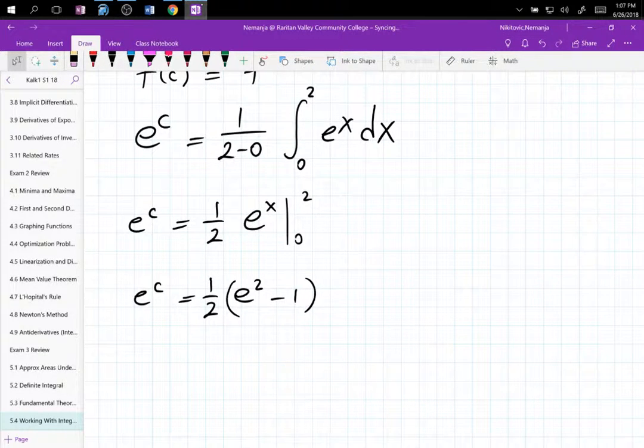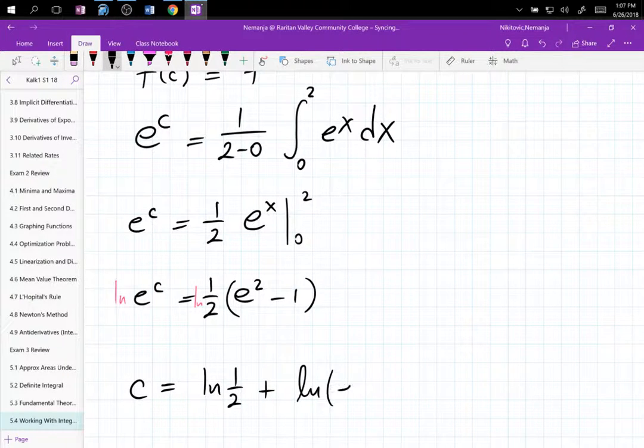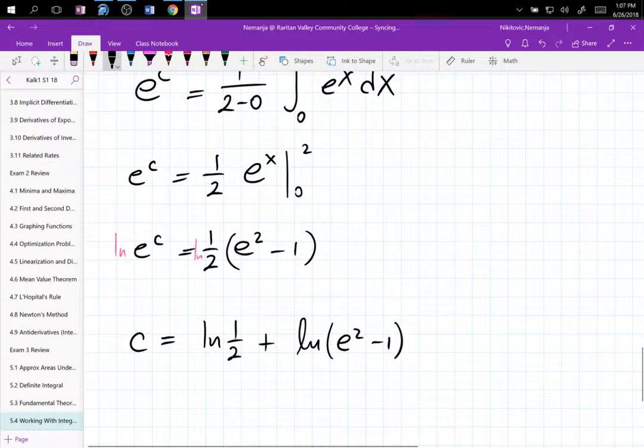So you will ln both sides at this point in life. When you ln both sides, you get c is equal to ln of 1/2 plus ln of e squared minus 1. That's actually a number that you can go in the calculator and figure out the value for, if you're interested. Yeah, that's that. I hope you're not disappointed. But we got the value for c.